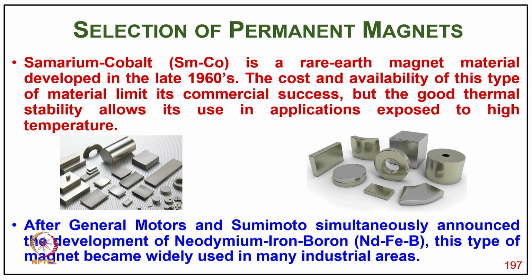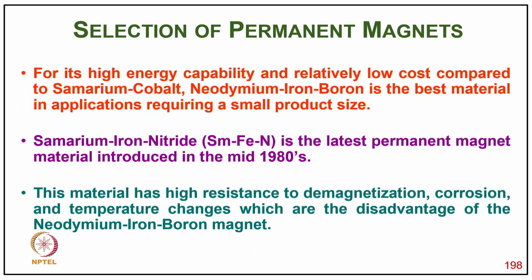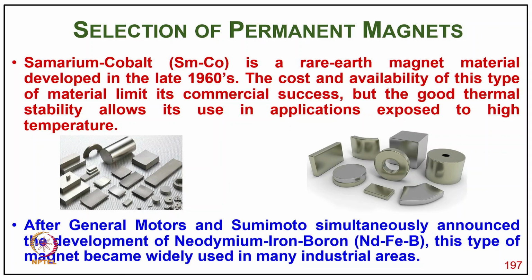After General Motors and Sumitomo simultaneously announced the development of neodymium iron boron, this type of magnet became widely used in many industrial areas. For its high energy density capability and relatively low cost compared to samarium cobalt, neodymium iron boron is the best material in applications requiring a small product size. And samarium iron nitride, SmFeN, is the latest permanent magnet material, introduced in the mid 1980s. This material has the highest resistance to demagnetization, corrosion and temperature changes, which are the disadvantages of the neodymium iron boron magnet.